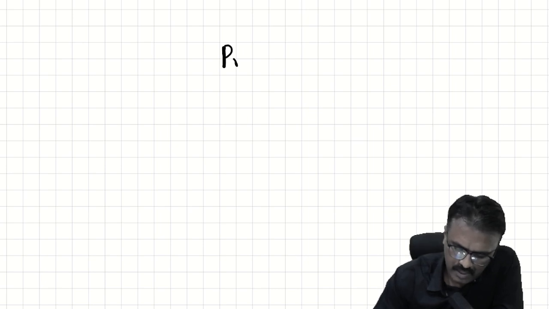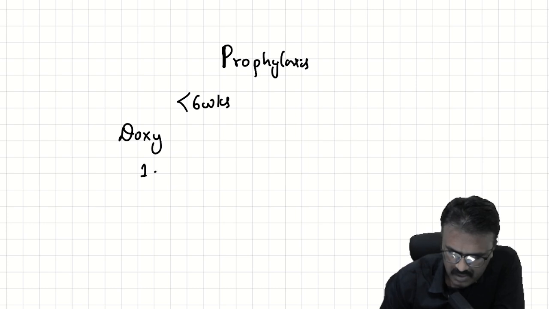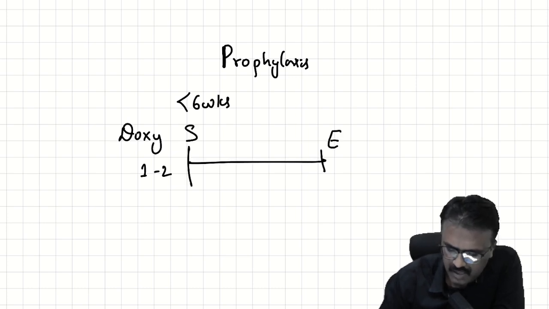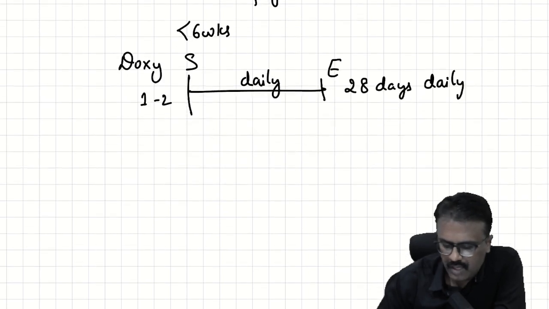of all, prophylaxis of malaria is tested frequently. Prophylaxis, if you are traveling for less than 6 weeks, then the drug is doxycycline. It is started 1 to 2 days before the journey. This is the start, end of the journey. So it is taken daily. And after coming back, it has to be taken for 28 days daily. Okay, that is one approach.